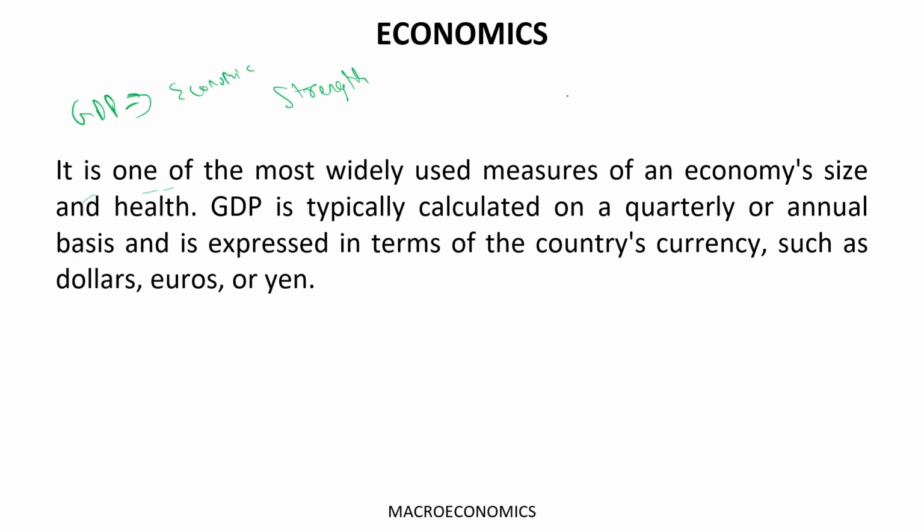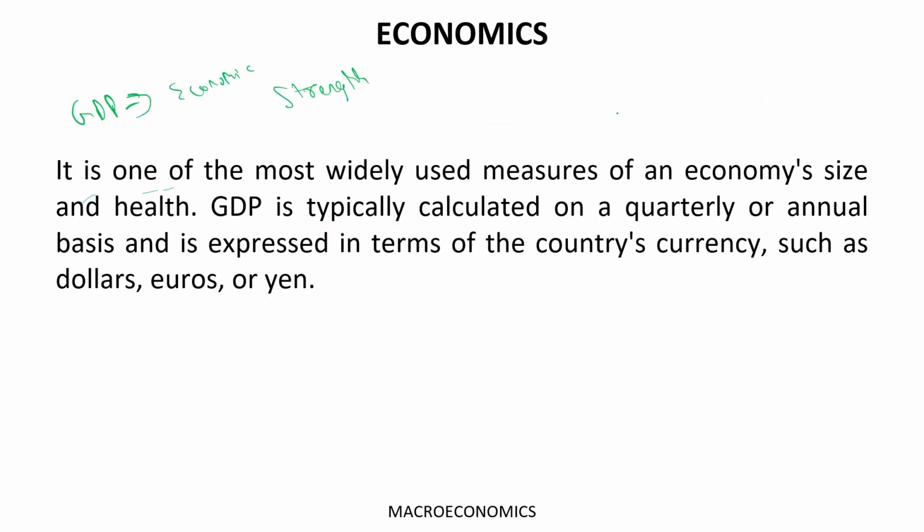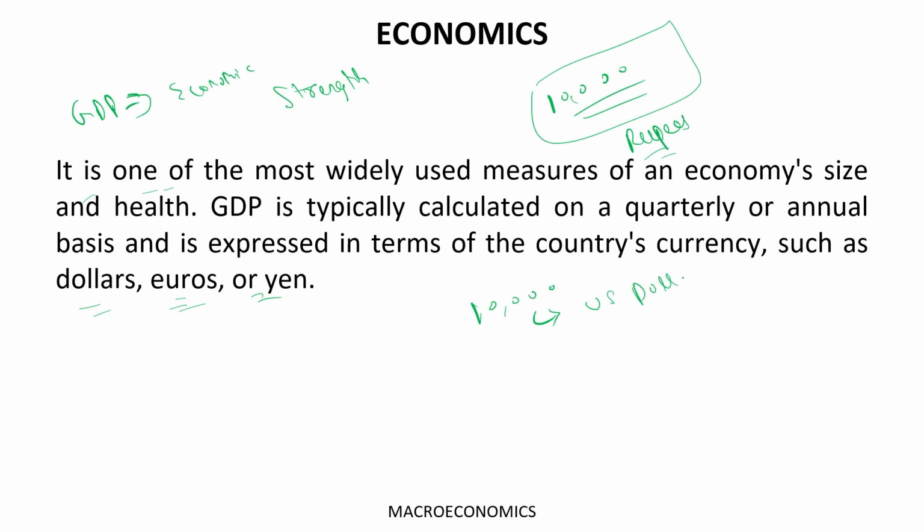Like in this scenario, we produce 10,000. So 10,000 is what? 10,000 is the economic strength of a country. But you have to show this with respect to currency. When we show it in Indian currency, which is rupees, we can say 10,000 rupees is the value. But when we're talking about the USA, we might say it's 10,000 US dollars. So GDP is always presented in the form of the currency of that country.